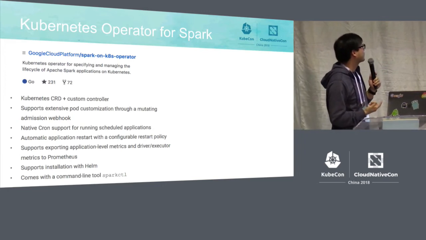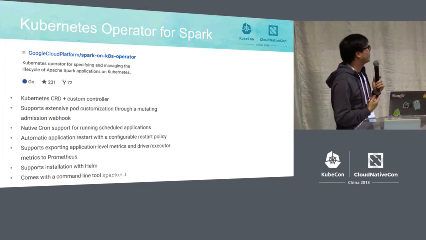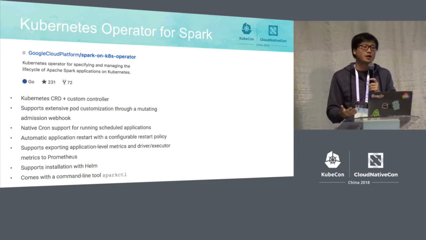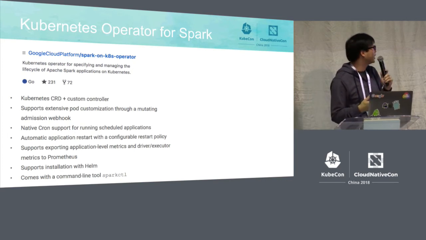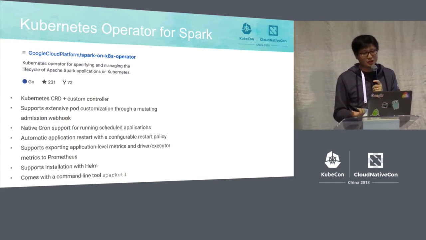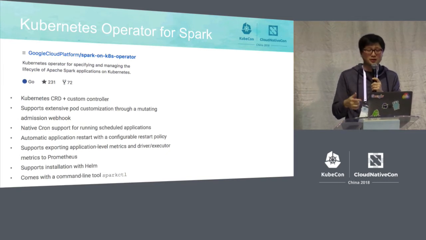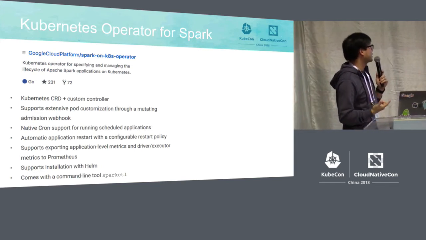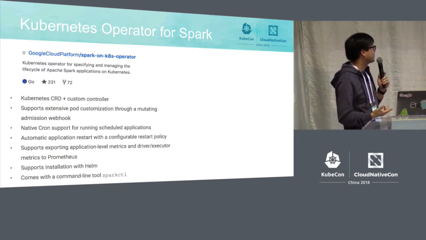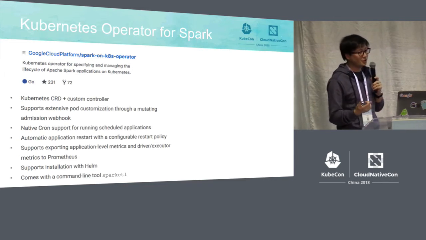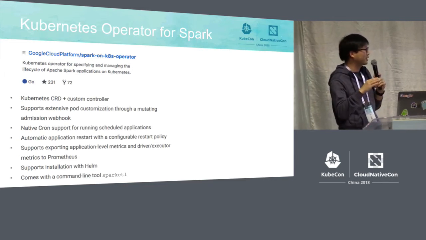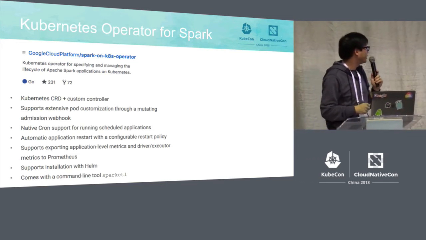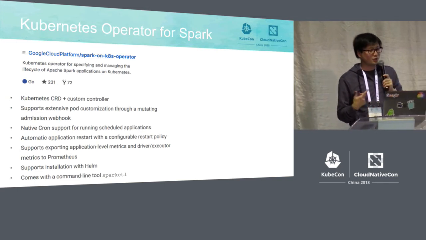One good thing about this is that it supports all kinds of pod customizations through a mutating admission webhook. That means it can support things that are not even supported by the native integration itself. It also comes with native cron support for running scheduled applications. It also does automatic setup for exporting your application-level and driver and executor metrics to Prometheus. And it supports installation with Helm.